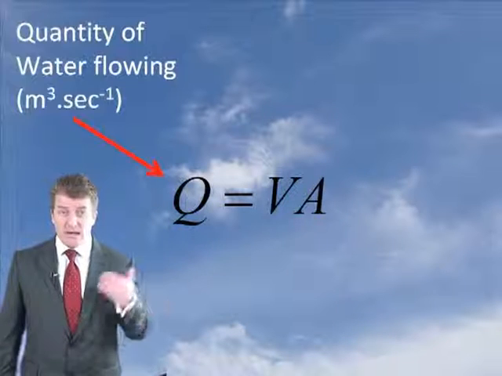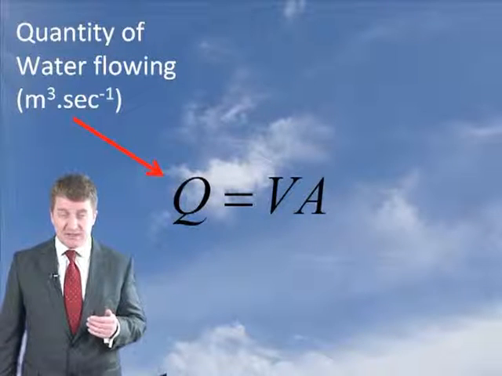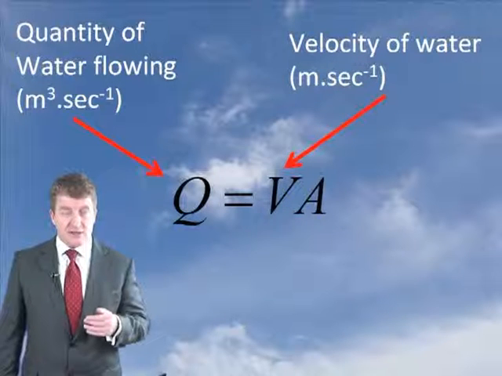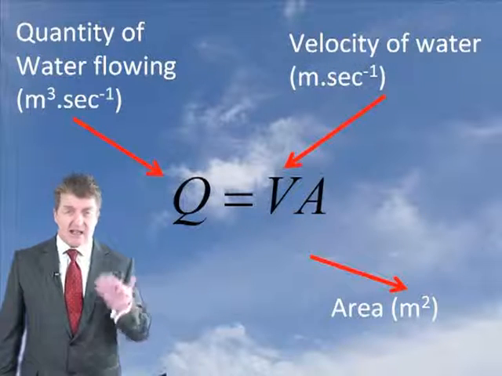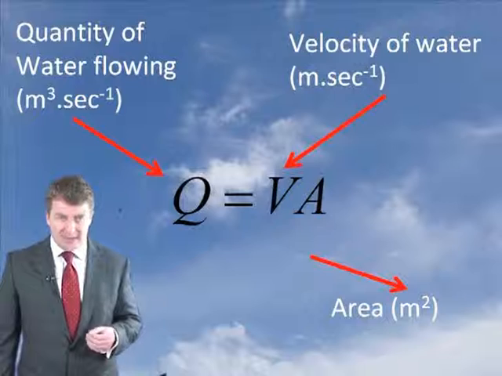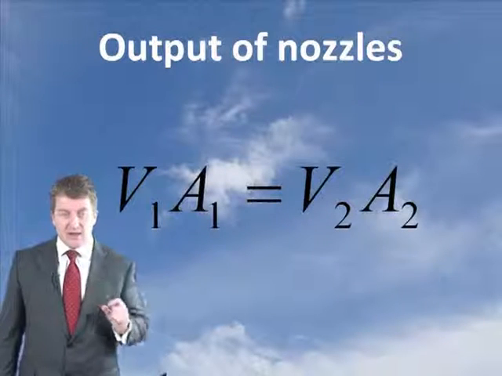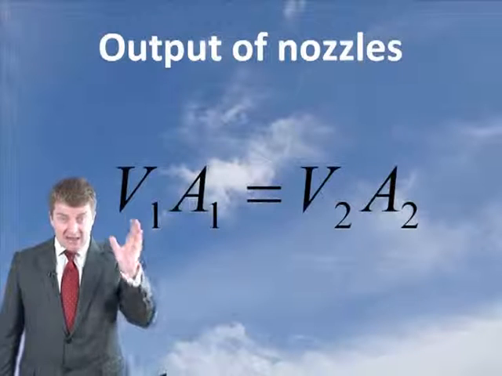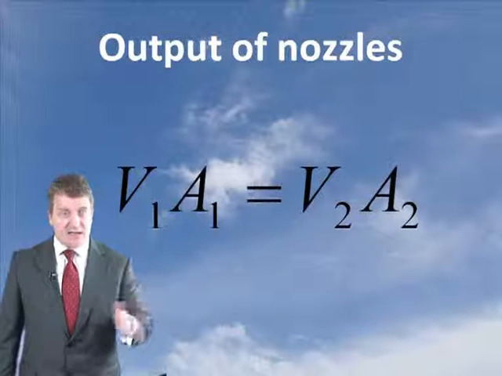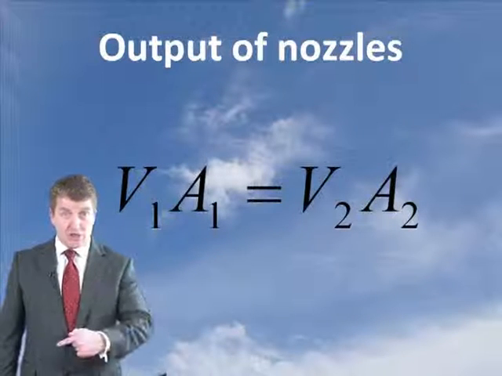Where Q is the quantity of water in meters cubed a second, V is the velocity of water in meters a second, and A is the area in meters squared. And also you've got to remember that V1A1 equals V2A2. The velocity of water at point 1 times the area at 1 in a system is the same as the velocity at point 2 times the area at 2. You can't lose it. If you decrease the area, you increase the velocity accordingly.